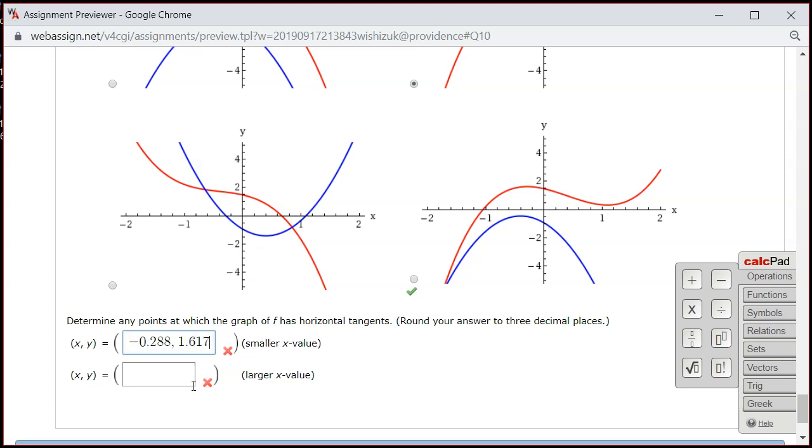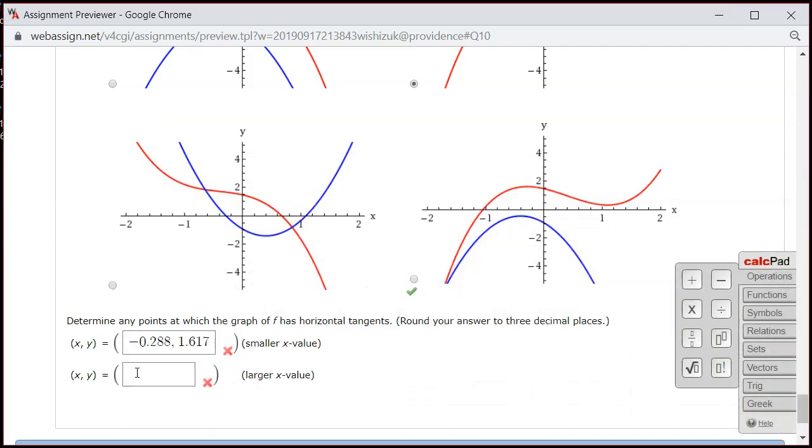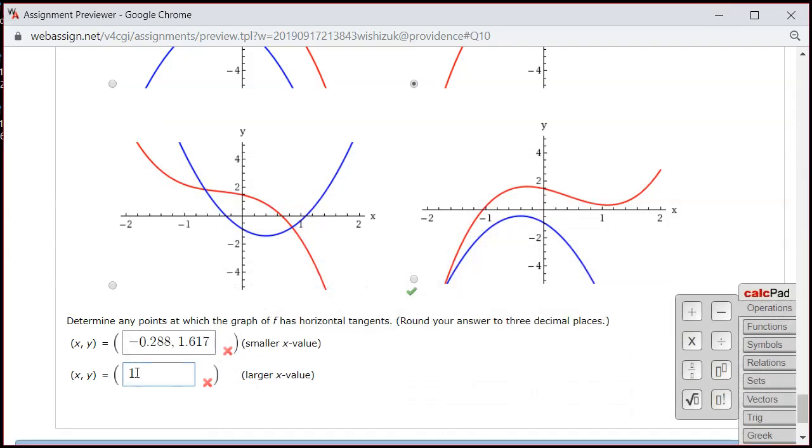The other point is going to be using 1.088, so we can plug in that x value into f. Typing in 1.088, you get 0.315. So the point is 1.088, comma, 0.315. Let's check the answer.